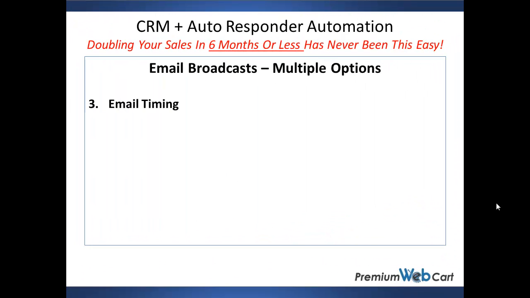There are 2 different email timing schemes you can use. One is to send the email immediately, and the other is to delay sending by a specific time period.